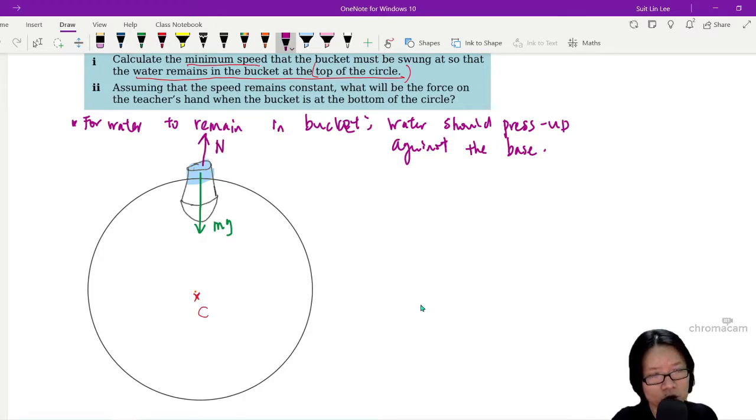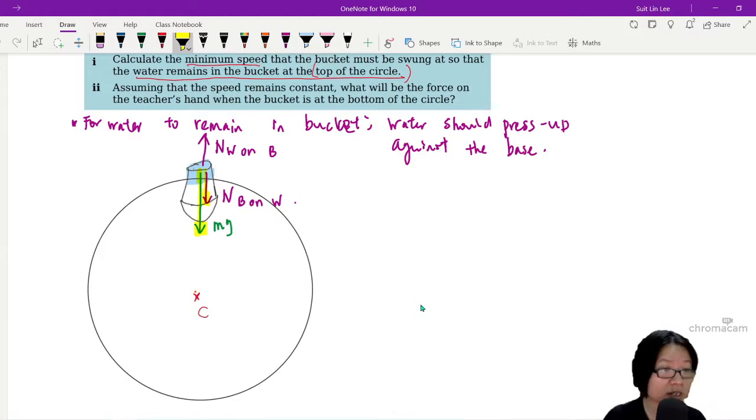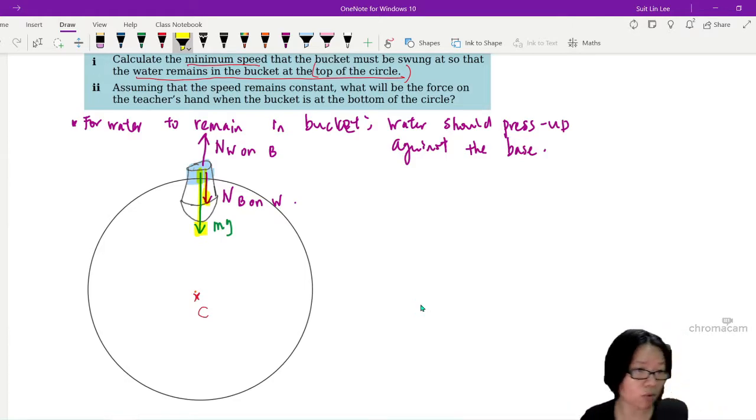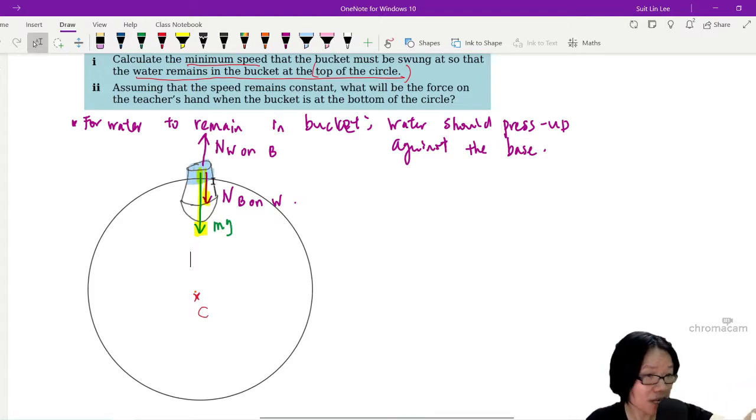So this is normal force of water on bucket. But not to be outdone, the bucket will also exert a normal force of bucket on water. And what do we care about? We only care about the water. So because we only care about the water, we only care about this force and this force. Yes, very similar to the vertical circle force diagrams that you have seen. Okay, just different scenarios. So the whole idea here is for the water to remain in the bucket, it must press against the base. As long as it's touching the base, it won't fall down. If it loses touch with the base, then it will fall down.